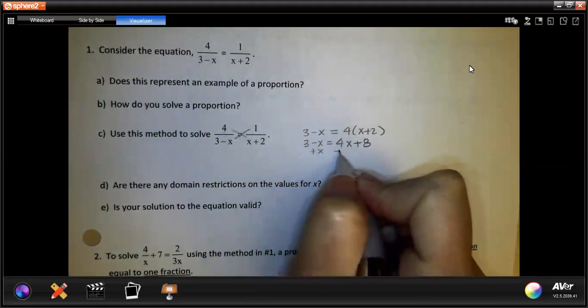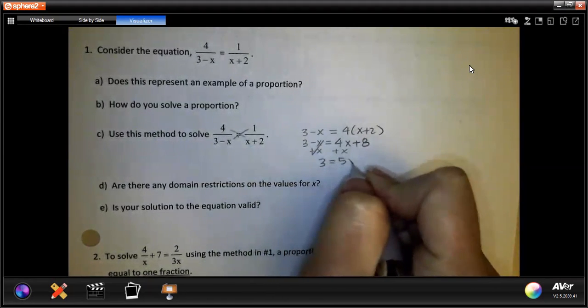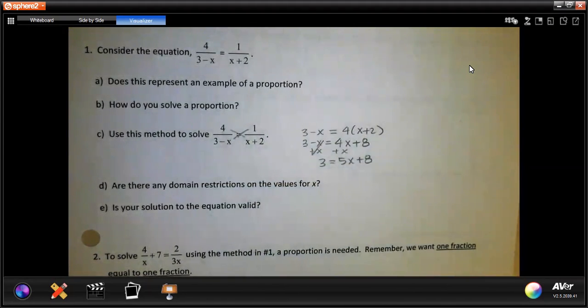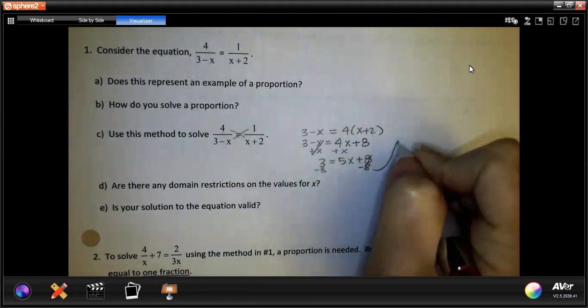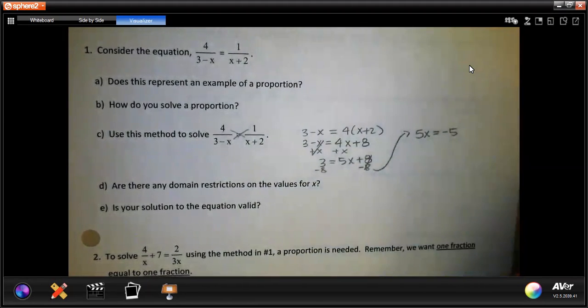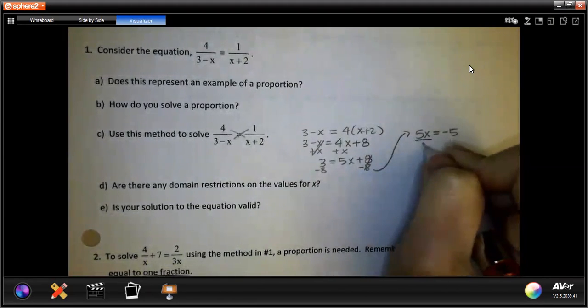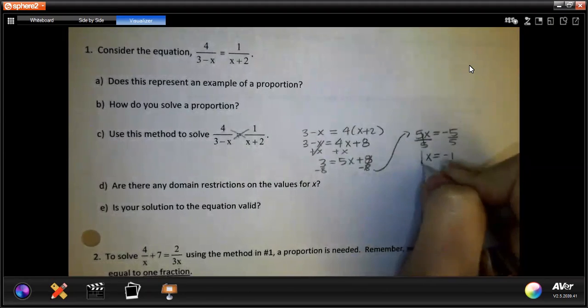So we're going to add the x to get it to the other side. That gives us 3 equals 5x plus 8. We subtract the 8. I'm going to move over here because I've run out of some space, and I get 5x is equal to negative 5. My last step is to divide by that 5, and we get x equals negative 1.